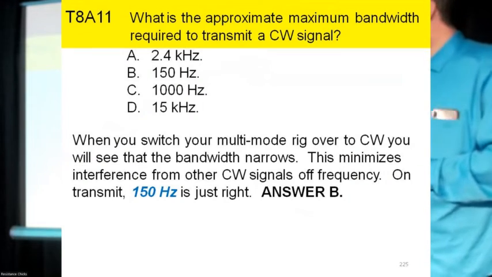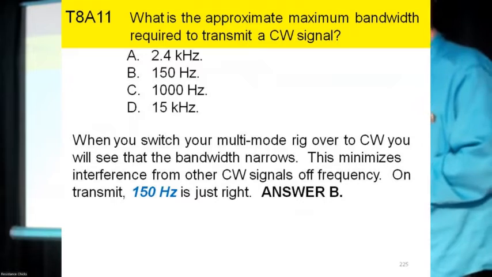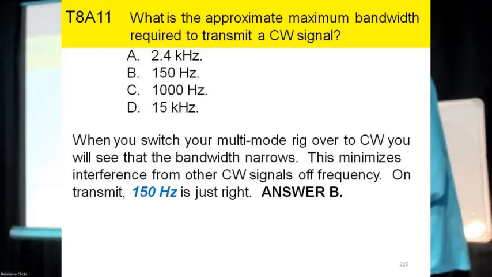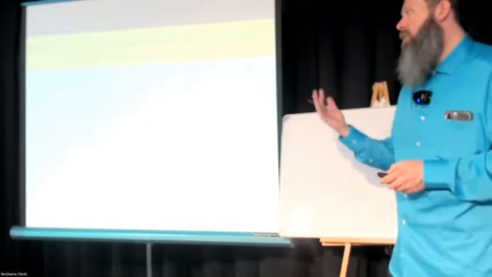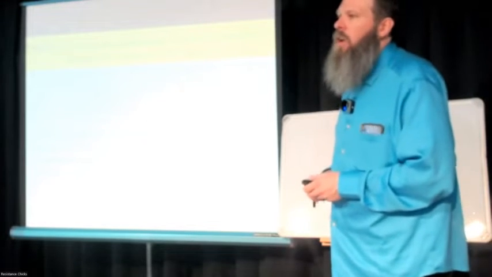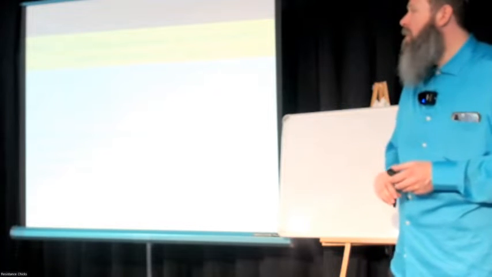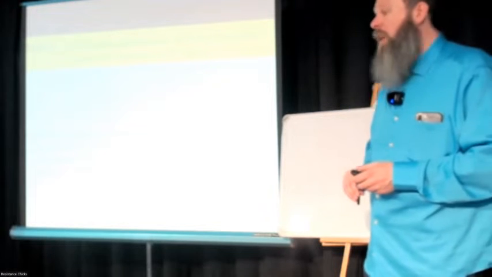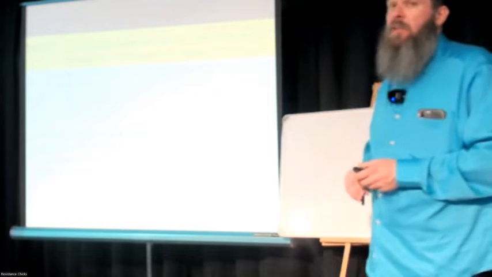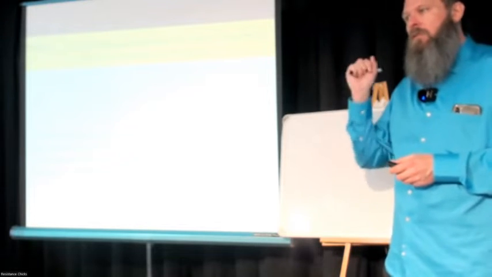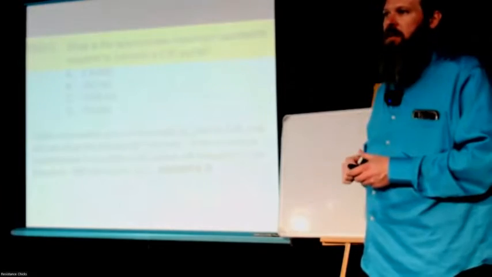What is the approximate maximum bandwidth required to transmit a CW signal? So what was single sideband? 3000 hertz or 3 kilohertz. It takes 150 hertz compared to 3000 hertz. So you can see how much smaller that is. So is it 20 times smaller? So in theory, you could have 20 Morse code conversations happening simultaneously in the exact same amount of space to have one voice single sideband conversation.